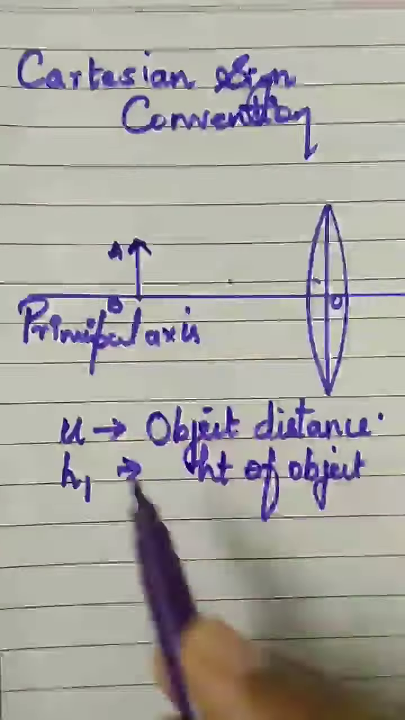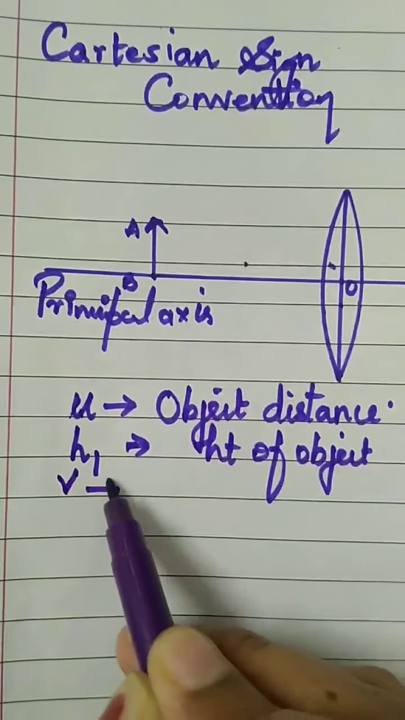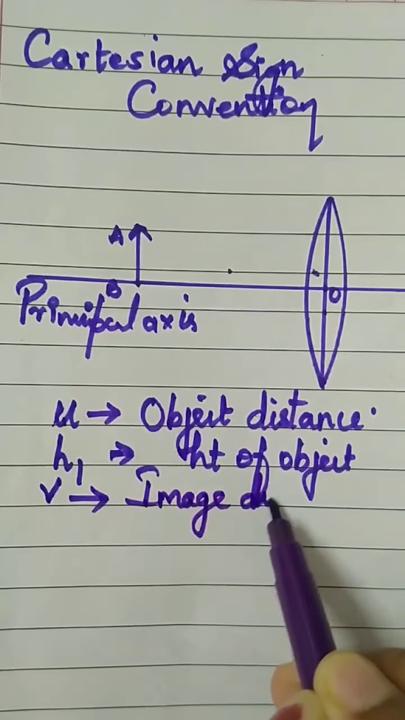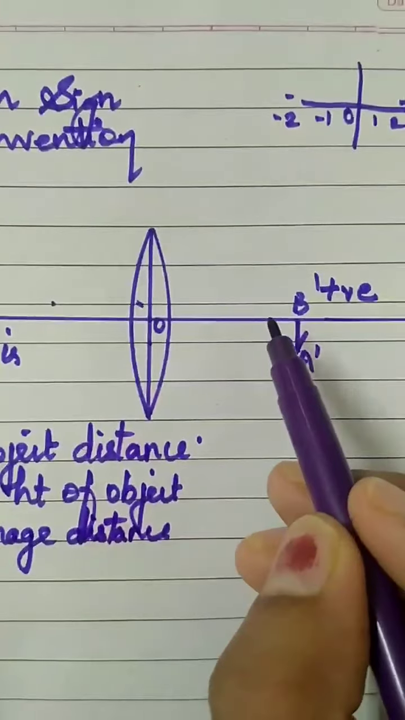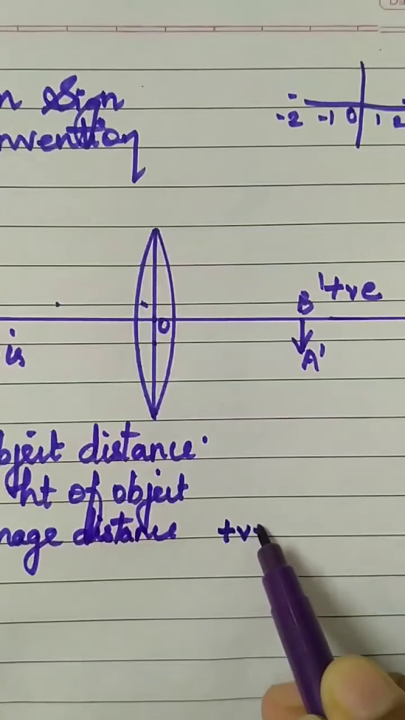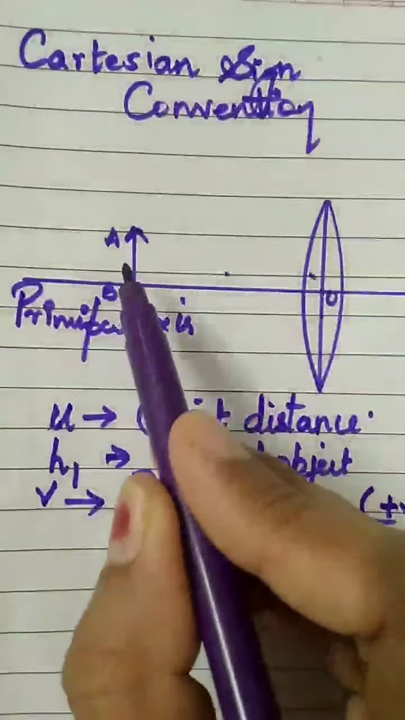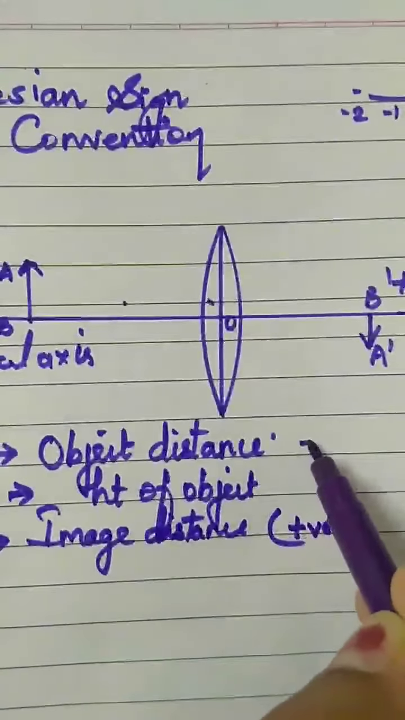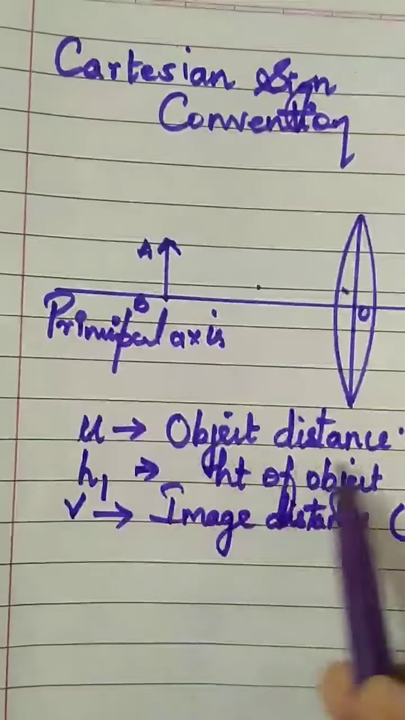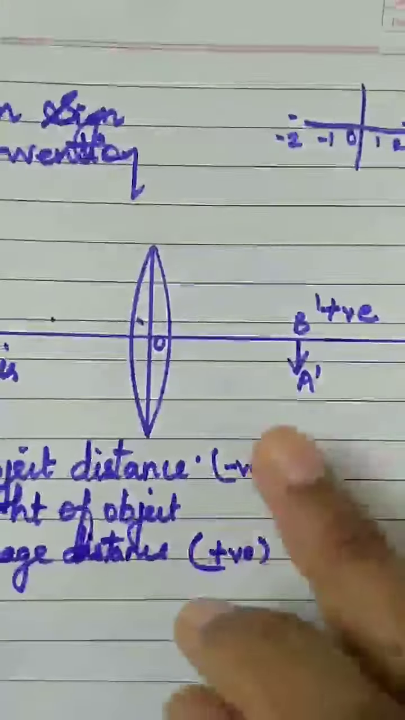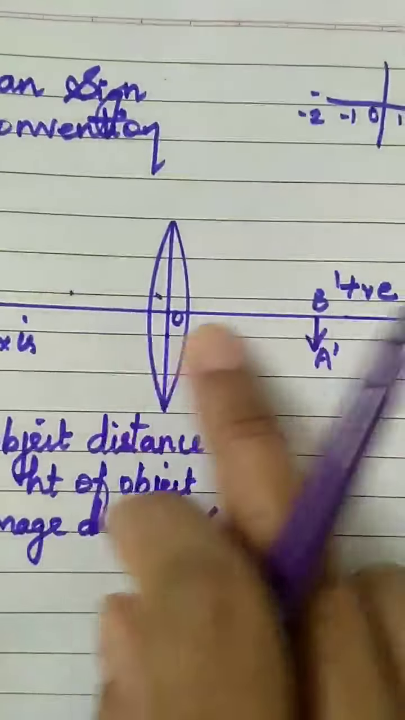The image distance we denote by the alphabet small v. So small v is the image distance. Image we got on the right side. Whatever you get on the right side will be a positive number. Object was at the left side. Whatever is on the left side will be negative. So object distance is negative. Here, in this ray diagram, image distance is positive because we are getting it on the right side.